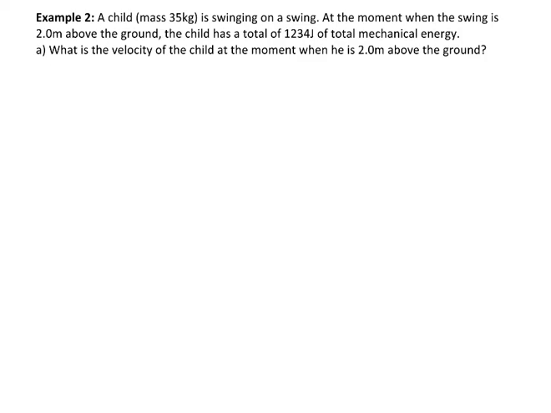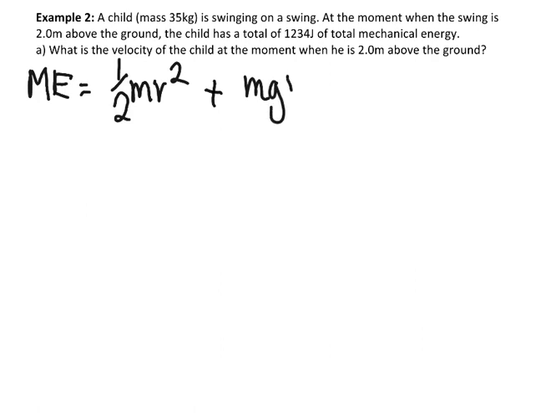All right, let's say you have a kid on a swing, and at the moment when the swing is 2 meters above the ground, we know the total mechanical energy. The first thing we want to find is just the velocity of the child at that moment, which doesn't require conservation of energy. That just requires understanding that mechanical energy is equal to the kinetic energy of the kid plus the gravitational energy of the kid. Because I know where this problem is going, this is the initial mechanical energy.